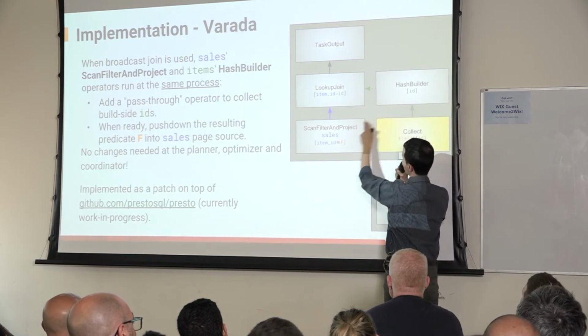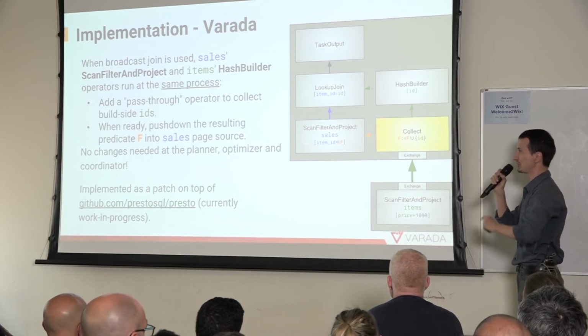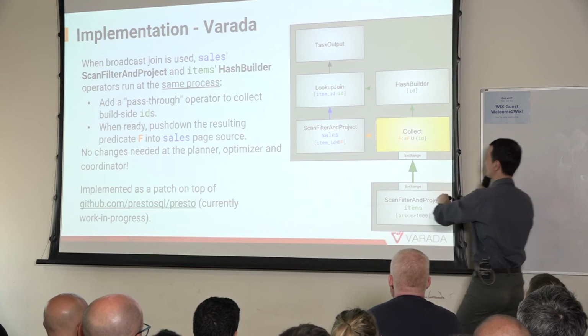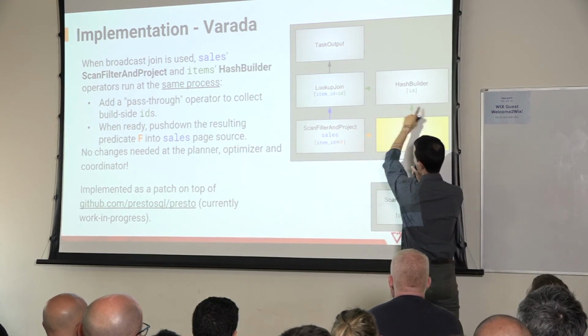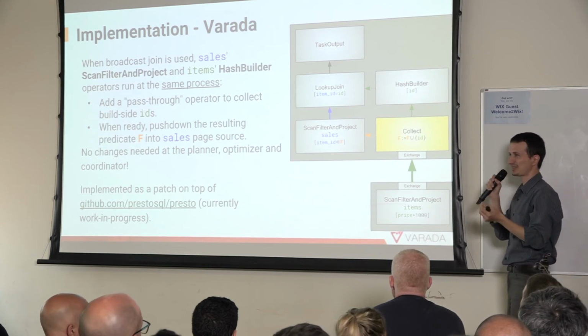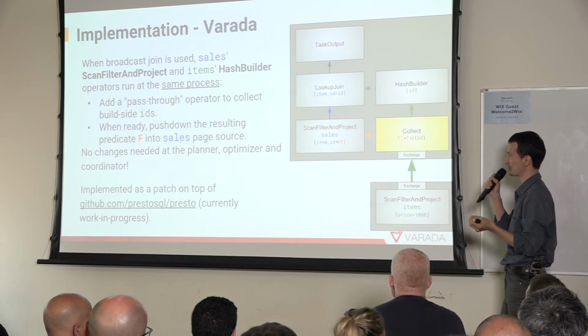This hash builder and the scan of the sales table run in the same process, the same node. So we don't need to use the coordinator to pass information from here to here, because they happen to be in the same process, in the same memory space. So passing the information is actually a simple message passing inside the single process.